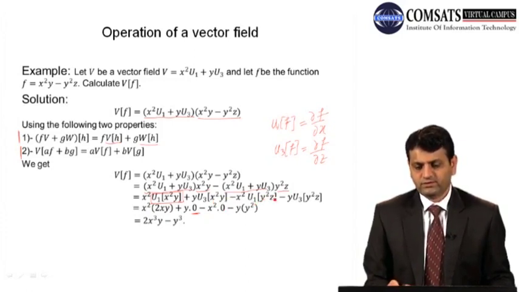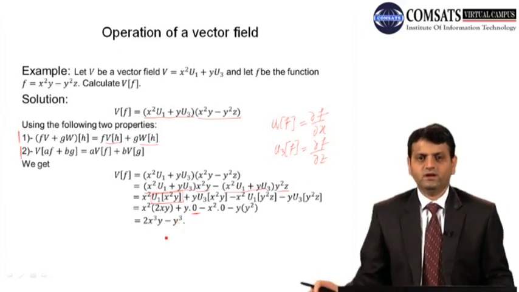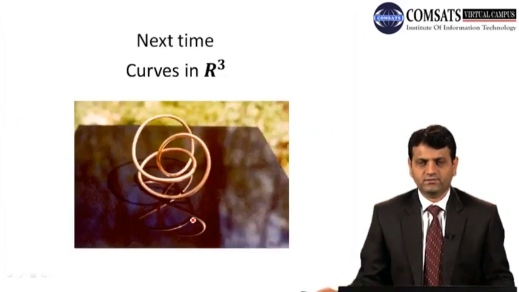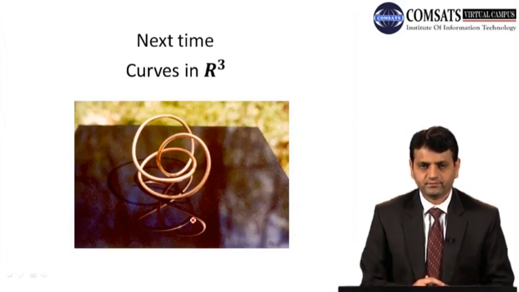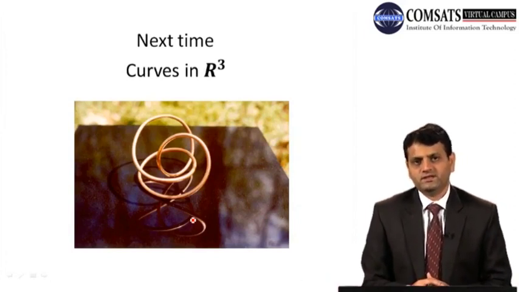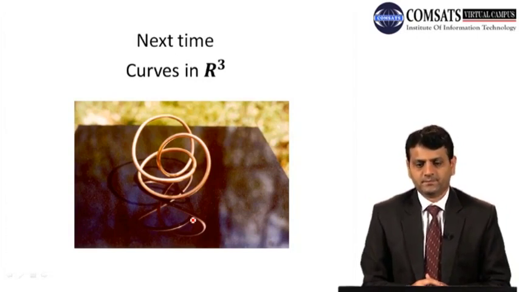Similarly, u1 of y squared z is the partial derivative of y squared z with respect to x, and there is no x term, so it is 0. And u3 operated on y squared z is the partial derivative of y squared z with respect to z, which is y squared, and so this becomes 2x cubed y minus y cubed. Similarly, we can do other exercises from the book. Next time we will be interested in curves in R3.